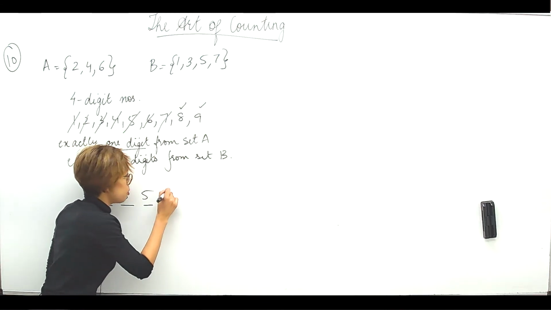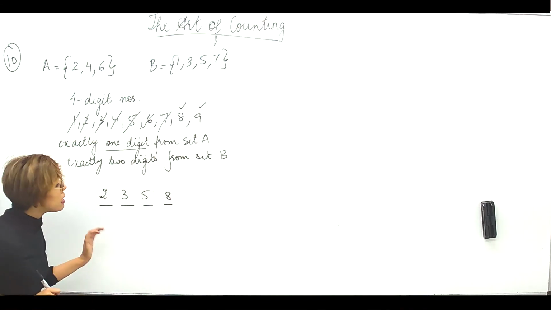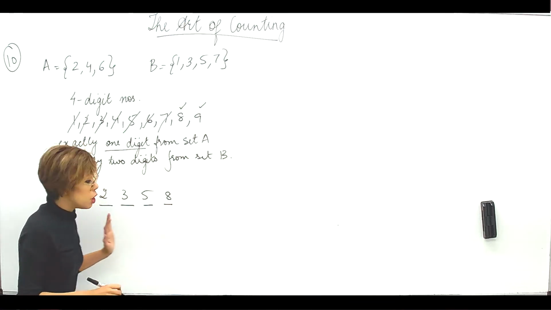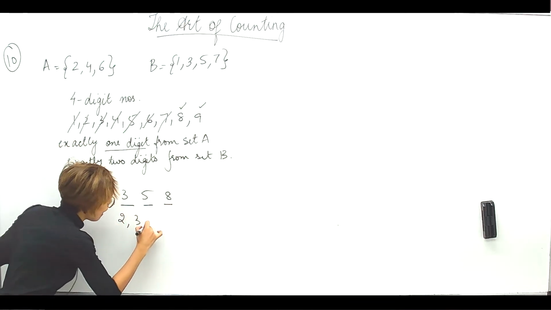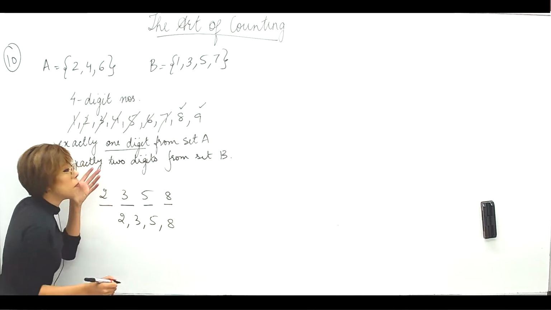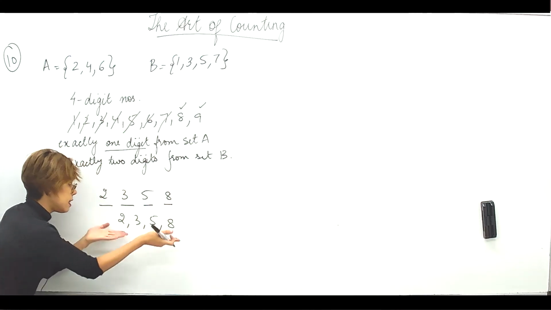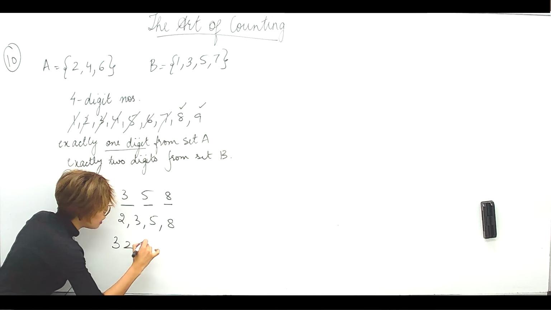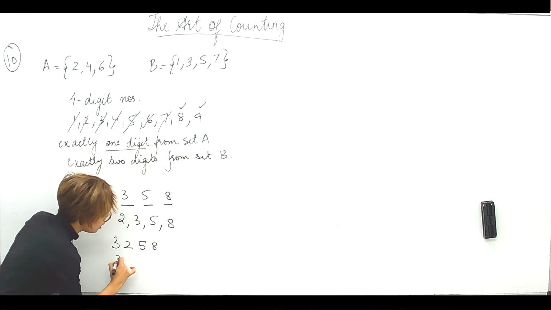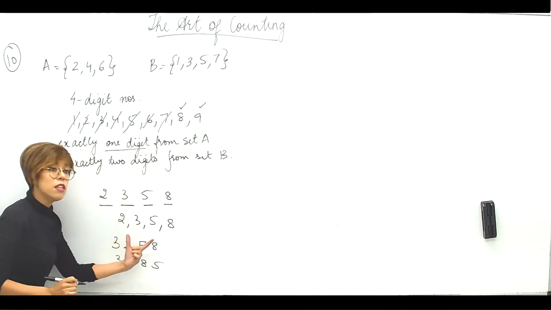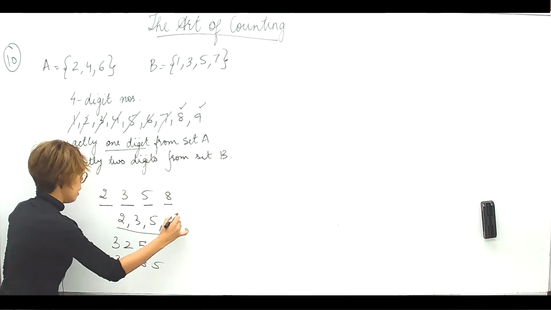Suppose we take 8. Now this is one such number. Using the digits 2, 3, 5, 8, this is one such number. From these digits other numbers can also be formed, like 2, 3, 5, 8 or 3, 2, 8, 5, all numbers. Right? Now we have to count these.